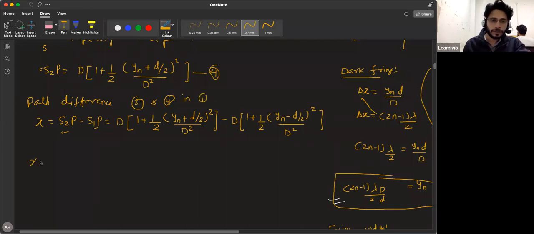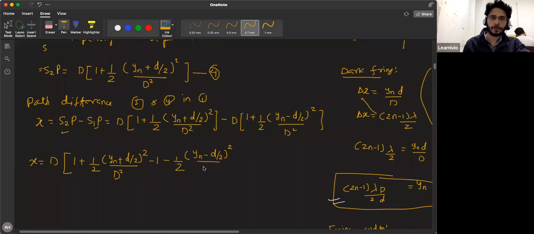Now see, you can take this D as common. So you have 1 plus 1 by 2 (Yn plus d by 2) whole square divided by D square, minus 1, minus half (Yn minus d by 2) square divided by D square. It's a very important derivation for upcoming exams.